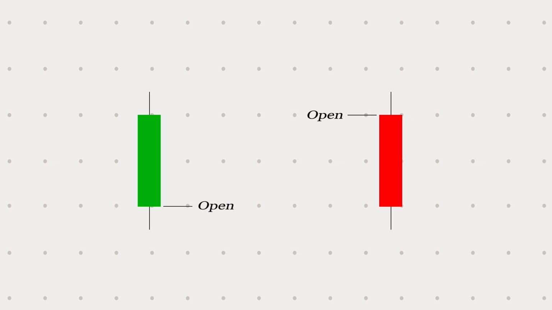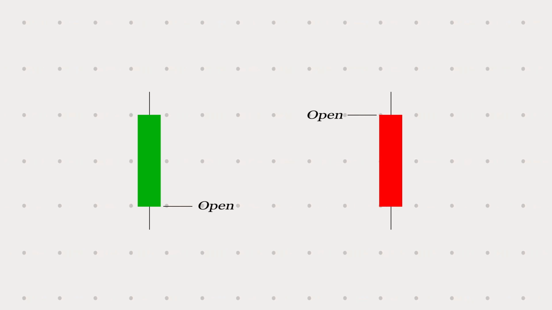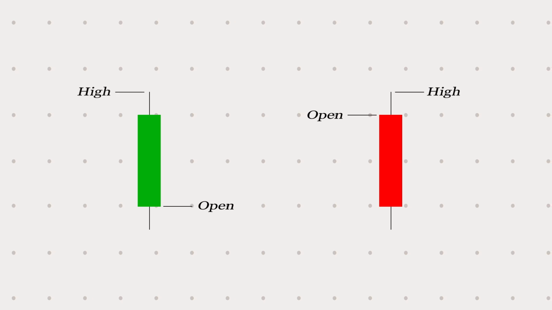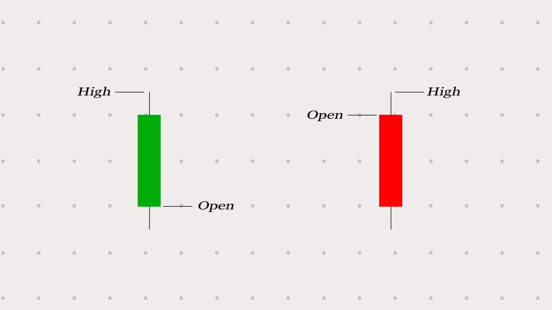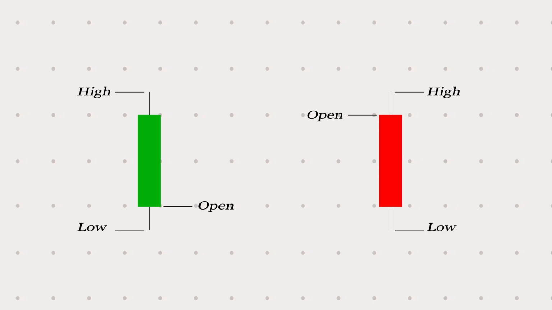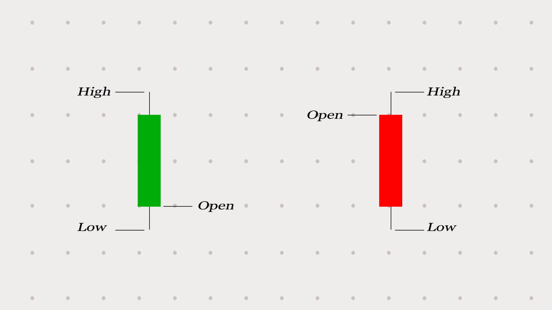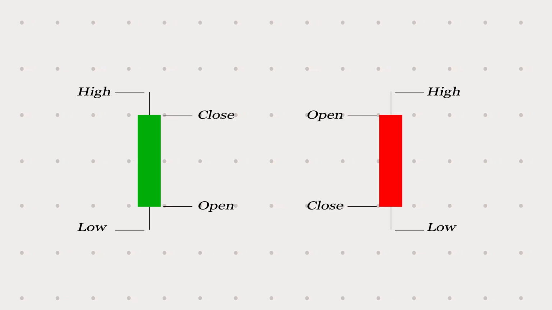OHLC stands for open, high, low, and close. These four data points tell you everything about the market's behavior during a specific time frame. Open price. This is where the price started when the candle began forming. High price. This is the highest point the price reached during that time. Low price. This is the lowest point the price dropped to during that time. Close price. This is where the price ended when the candle was completed.